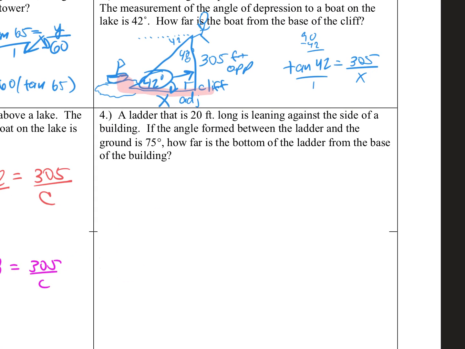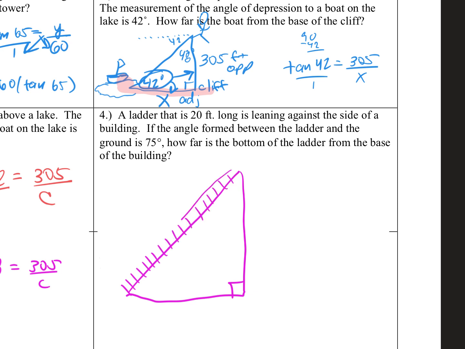All right, so here we go. I told you guys a bunch of times, when you see a ladder leaning, what piece are they talking about? The hypotenuse. But again, draw the picture so you can see it. It says a ladder that's 20 feet long is leaning against the side of a building. So look, here's my ladder. It's leaning against the side of a building. How long is the ladder? 20 feet. So I got a big 20 right here.